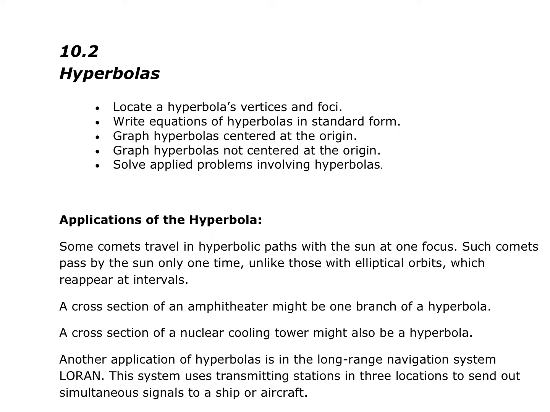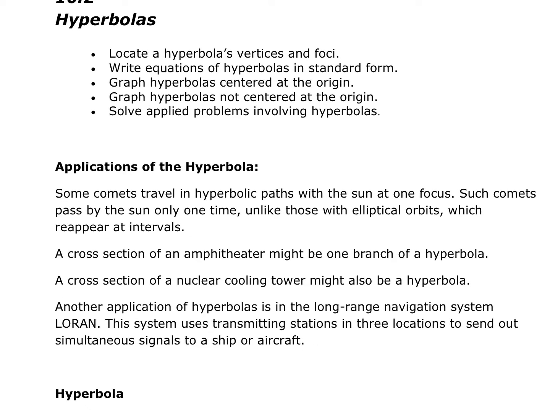So hyperbolas are used in lots of places. One of the places you may see them is in the cross-section of an amphitheater. It's actually a part, one branch of the hyperbola. Nuclear cooling towers are also hyperbolas, and comets that come around a planet once and then don't reappear would be a hyperbola-shaped path, unlike some of the comets that come around more than once. Those are elliptical.